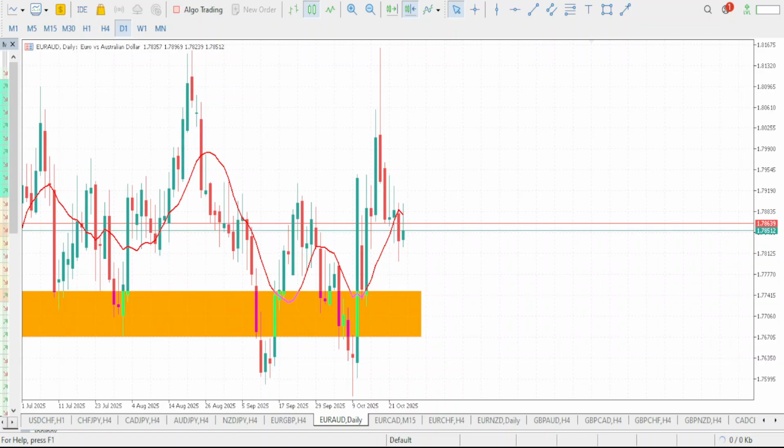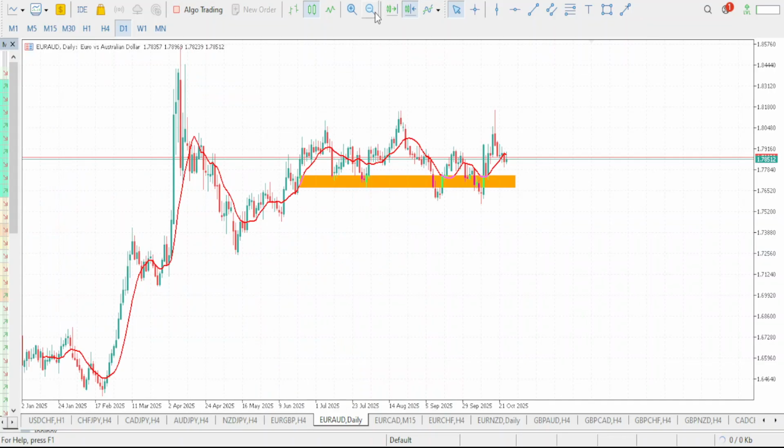Now let's see what we'll be expecting this week on our EURCAD. Starting on the daily time frame, we would want to know our trend. When we take any trade, we would want to know the trend of that trade we are about to take. So it's either we are trending upward or downward.